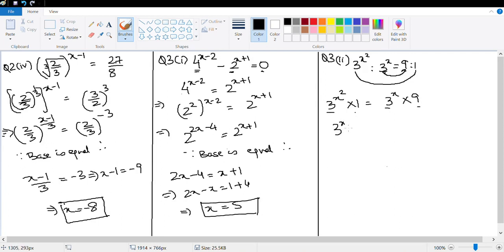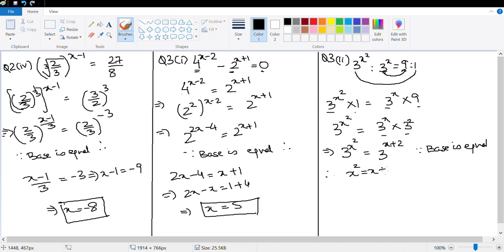I notice that everything has base 3, into 1 is the same number. So 3 to the power x square is equal to 3 to the power x multiplied with 9, which can be written as 3 square, which means 3 to the power x square is equal to, bases is the same, so I'll add the powers, 3 to the power x plus 2. Since base is equal, therefore x square is equal to x plus 2, which means x square minus x minus 2 is equal to 0.